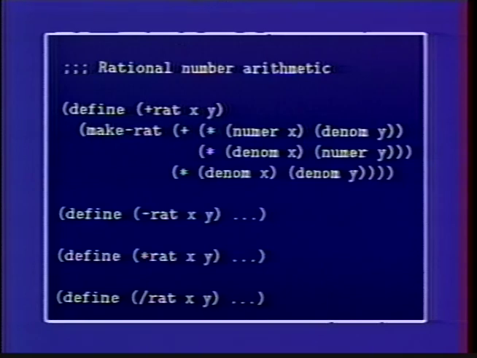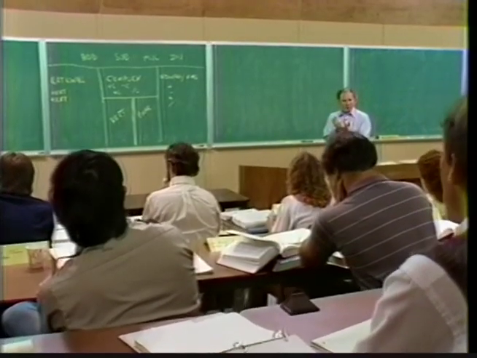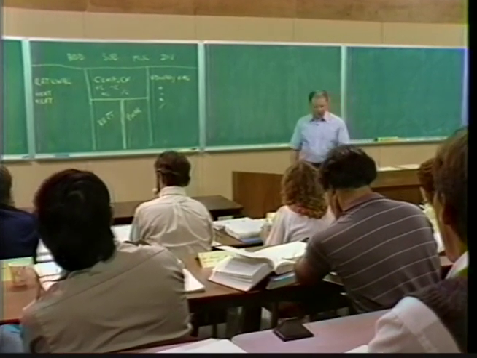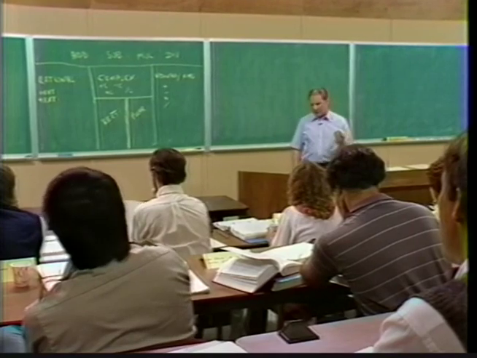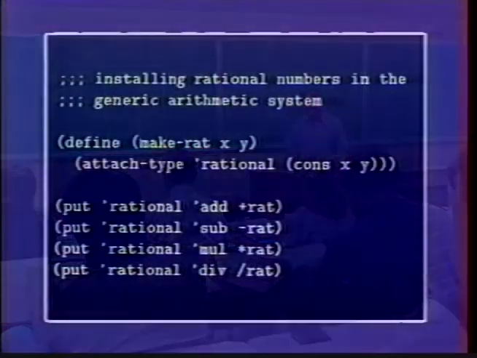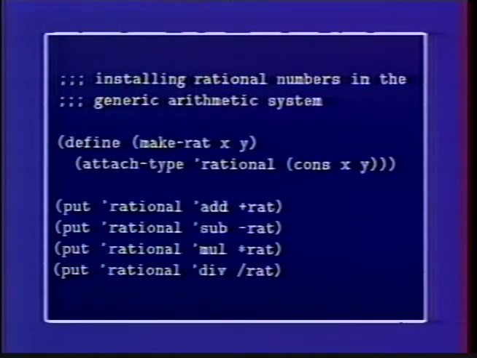How do we install, as implementers of this rational number package, how do we install it in the generic arithmetic system? Well, that's easy. There's only one thing we have to do differently. Whereas previously, we said that to make a rational number, you built a pair of the numerator and denominator. Here, we'll not only build the pair, but we'll sign it. We'll attach the type rational. That's the only thing we have to do different. Make it a typed data object.